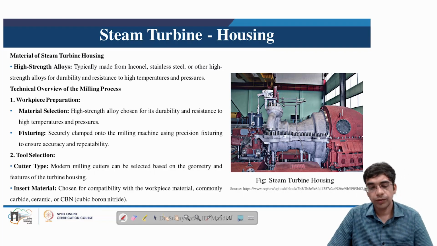The technical overview here is based on the conventional machining processes. As we know, conventional machining processes are subtractive processes in which a tool, which is generally harder than the workpiece, removes material from the workpiece in the form of chips.